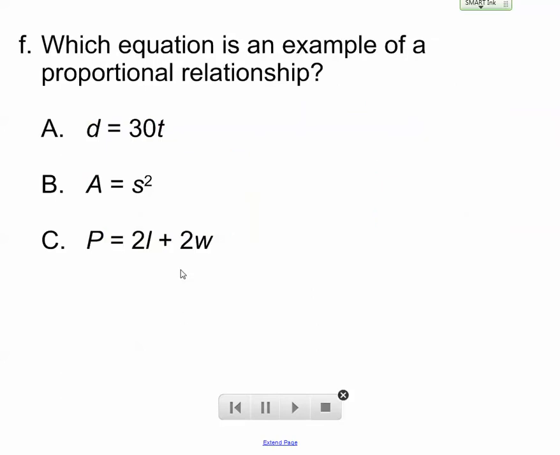Which equation is an example of a proportional relationship? Well, again, it should fit the model y equals k times x. And this one does. And 30 would be the constant of proportionality in this case. The other two do not. You're not going to see any exponents in a direct proportion, and you're not going to see 3 variables in a direct proportion.